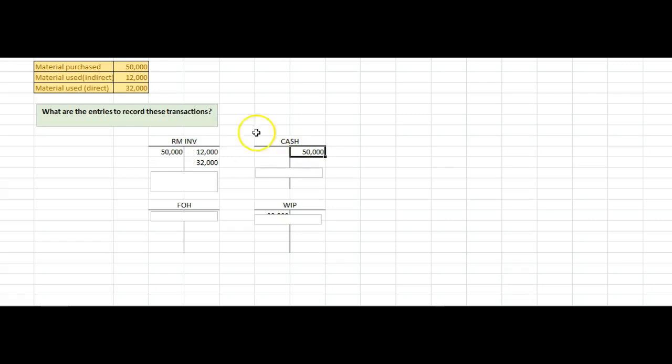And now, indirect materials are what? Factory overhead. So I'm going to put that in. I used $12,000 of it. So it debits factory overhead. See how it flowed there? I take it out of the raw materials. And then I have direct materials, and that would have gone into work in process. So I take it out of raw materials. So that's kind of how your raw materials flow through. It can either go to factory overhead, or it can go to work in process.